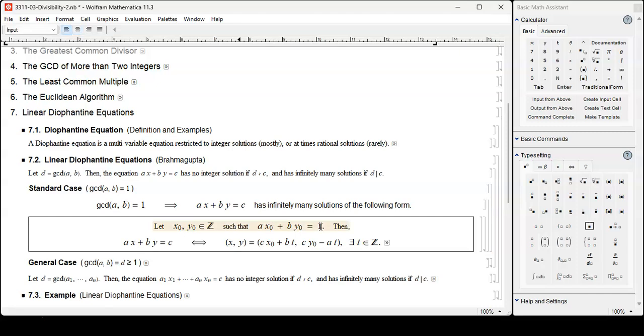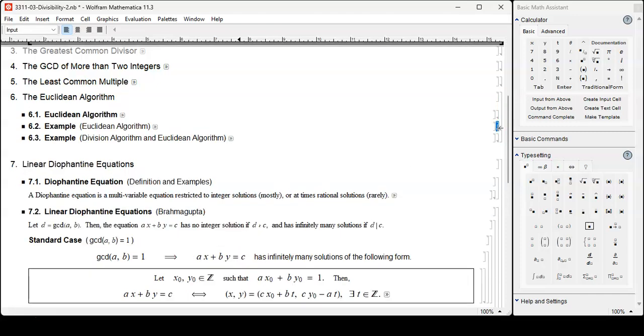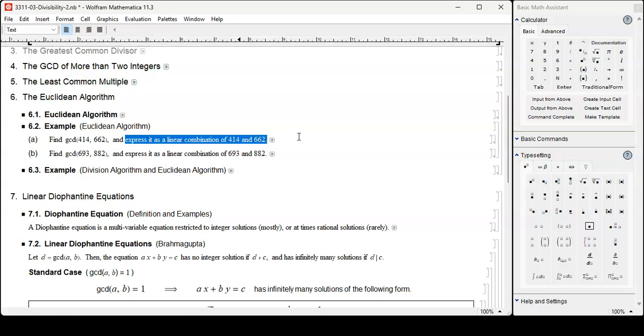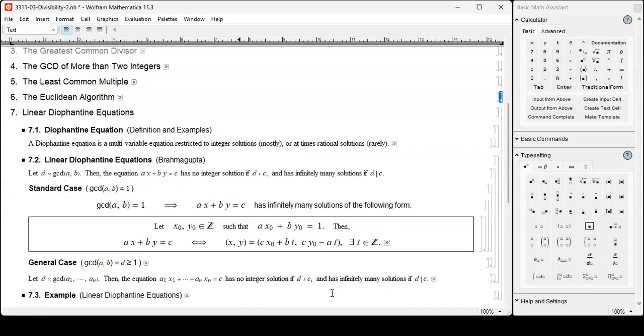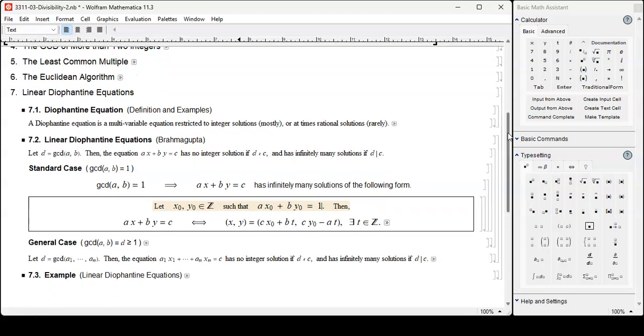So ax0 plus by0 equals 1. We could find such x0 and y0 because a and b are relatively prime. Remember Bezout's linear combination expression? And how do you find this linear combination? We use the Euclidean algorithm. We went through those kinds of example problems before, like this. Euclidean algorithm, and then find D, and then we backtrace to get those linear combination expressions. Remember that? So we can find x0 and y0.